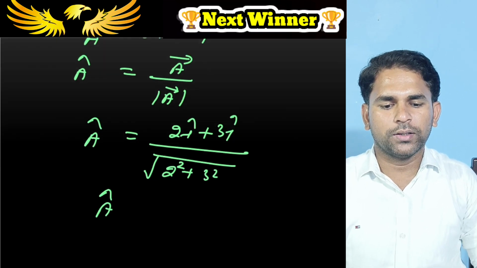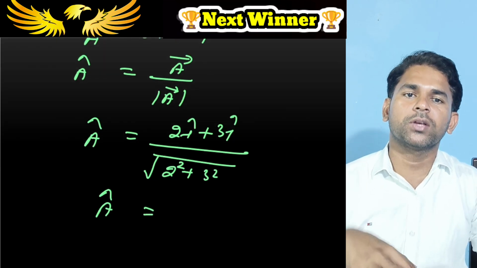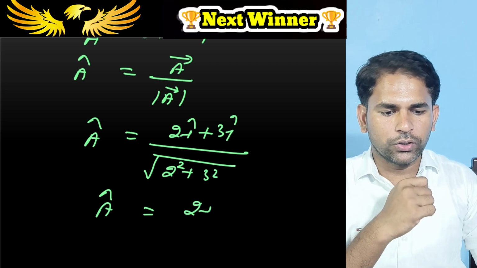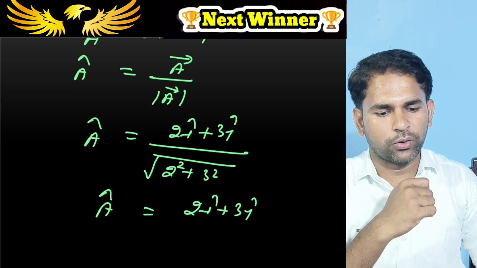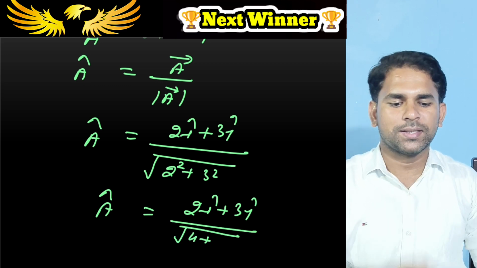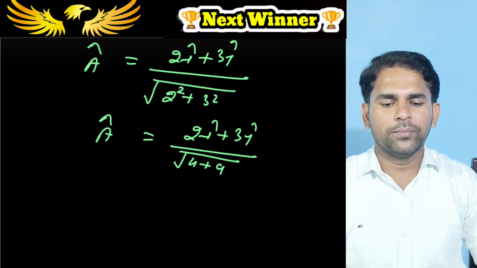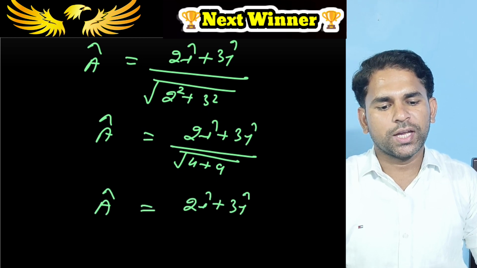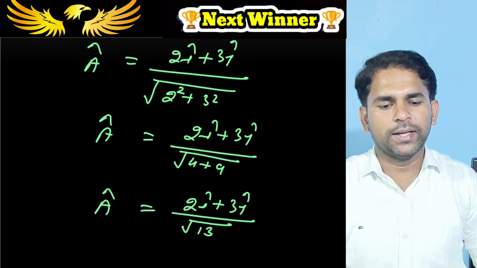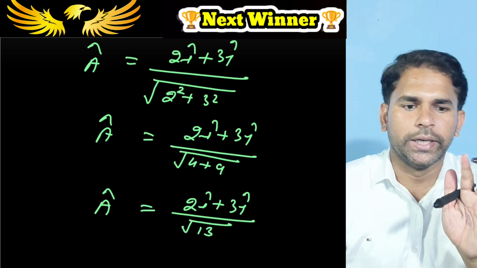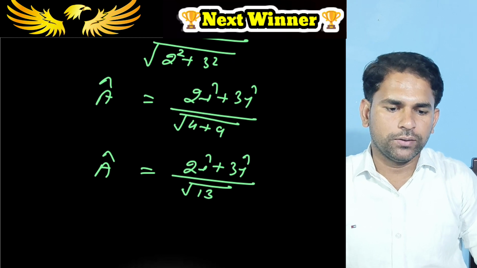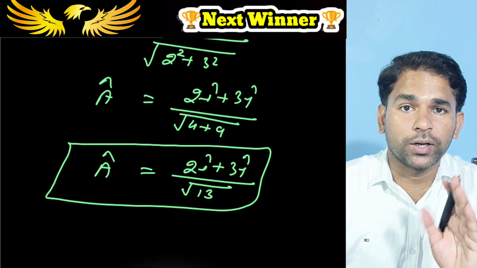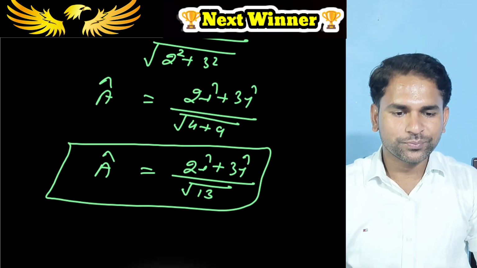So now this is A cap, this is the unit vector. Sometimes we call it the unit normal vector, don't worry. So finally we can write 2 i cap plus 3 j cap. 2 2s are 4 plus 3 3s are 9. So A cap is equal to 2 i cap plus 3 j cap, divided by root over 9 plus 4, which is 13. So finally this is the answer of the given problem. So this is the unit vector. Okay, till here any doubt? No doubt now. Now next question you can see on the screen.